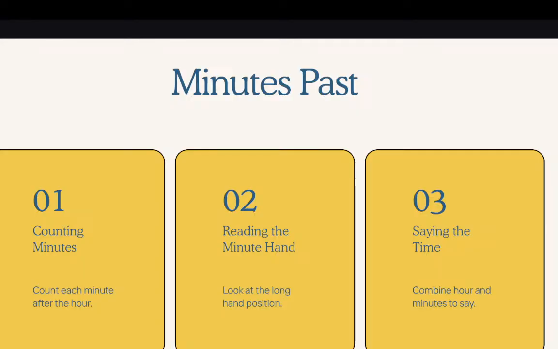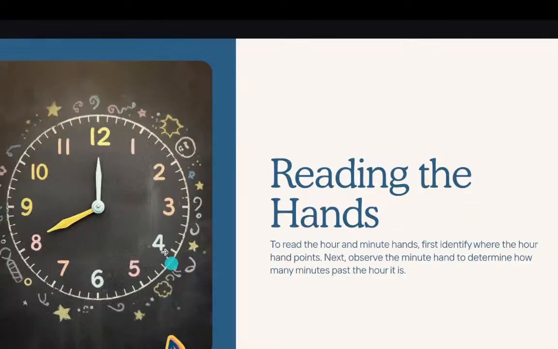Each number on the clock represents 5 minutes, so we can quickly count by 5s. Let's start: 0, 5, 10, 15, 20. There are 60 minutes in an hour. Let's see if we get 60 minutes in total. 0, 5, 10, 15, 20, 25, 30, 35, 40, 45, 50, 55, 60. We go back to 60 again.